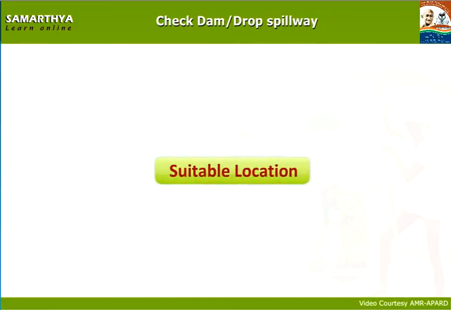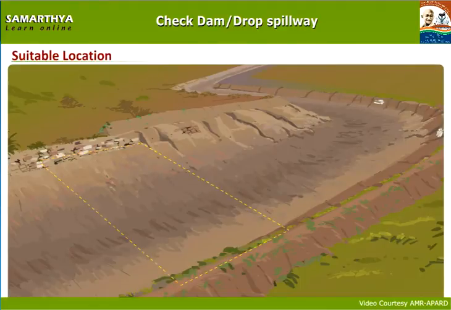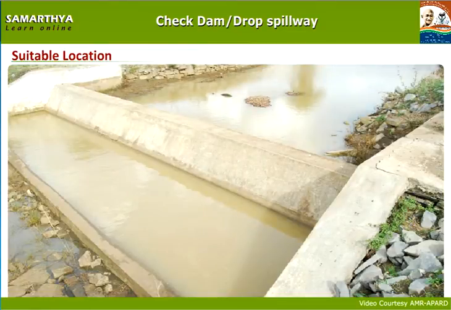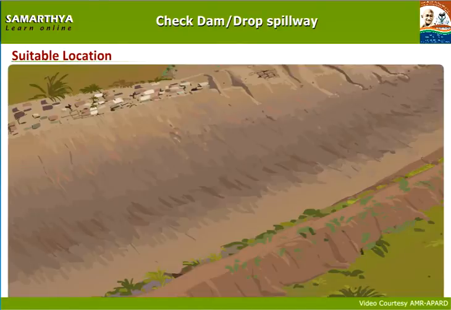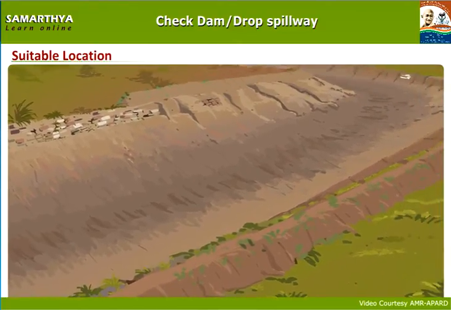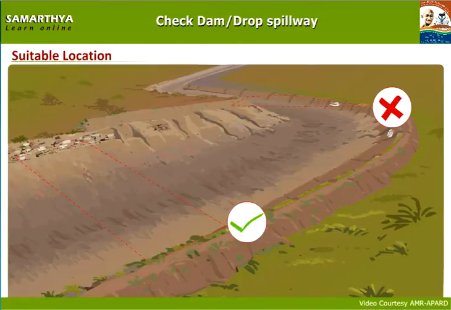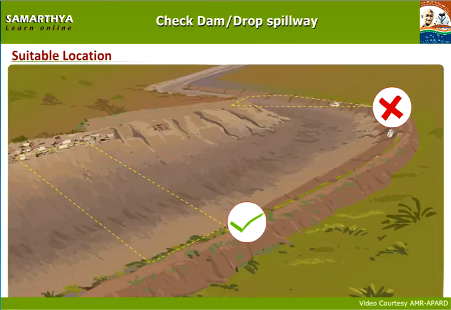Suitable location. Check dam is constructed across the streams which have lesser width. Check dam is constructed where side walls of streams are strong. If check dam is constructed on weak side walls, check dam may get damaged due to velocity of runoff water. Check dam is constructed at streams which do not have curvatures to some distance. Velocity of runoff water at curvatures is very high and check dam may get damaged.